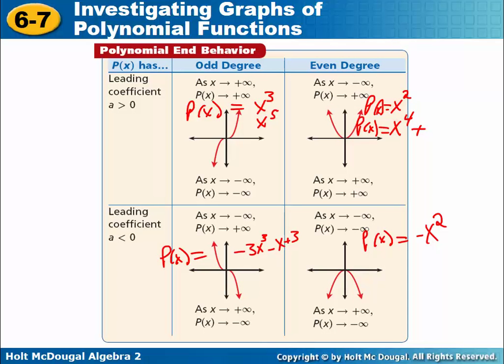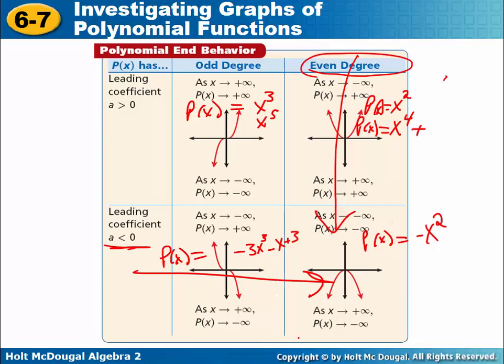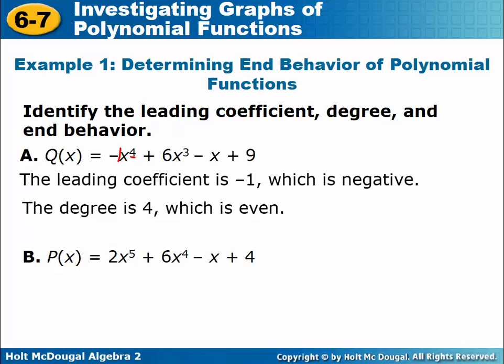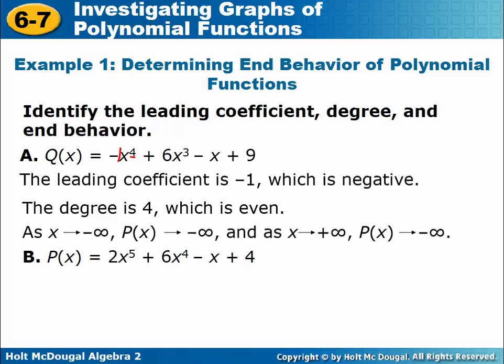So remember, you can use this chart. Here we have an even degree. It was to the 4th, and it was a negative leading coefficient. So you say, okay, so I go down and I go across, and this is my end behavior right there. So my end behavior is that as x approaches negative infinity, p of x is also approaching negative infinity. And as x approaches positive infinity, p of x approaches negative infinity.